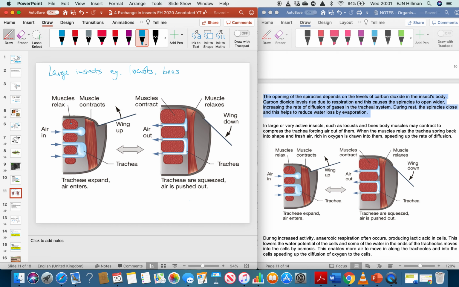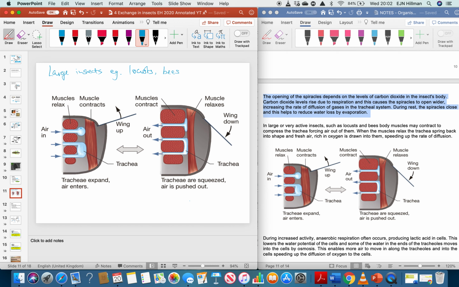Okay, so we can see these longitudinal muscles, muscles that run down the length of the insect. When those muscles relax, the space that they take up decreases, and that allows the tracheal system to increase in volume. So these longitudinal muscles relax, and the muscles that run top to bottom across the insect contract.